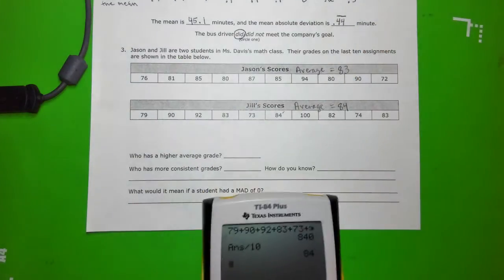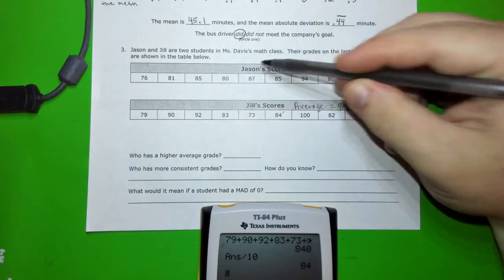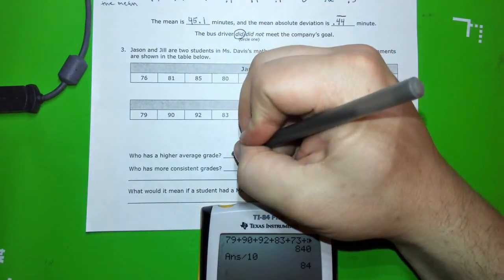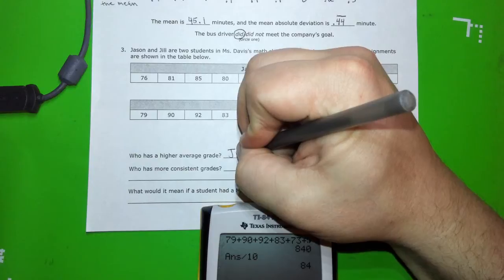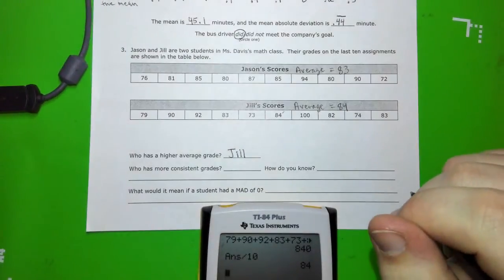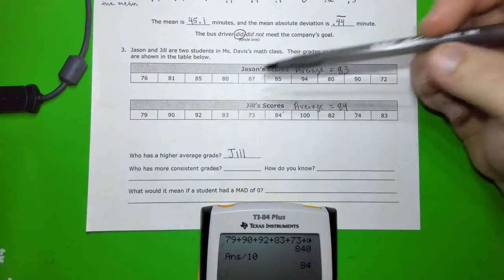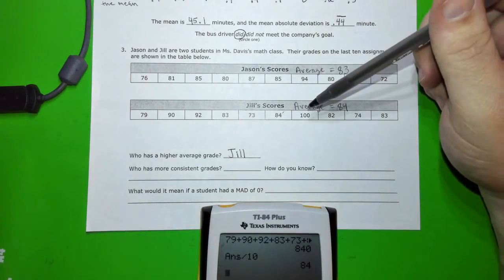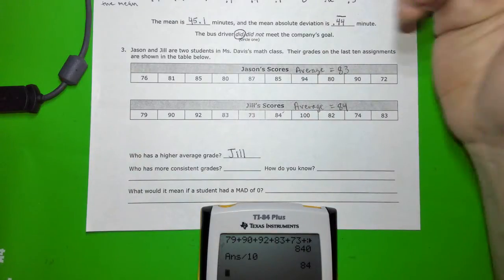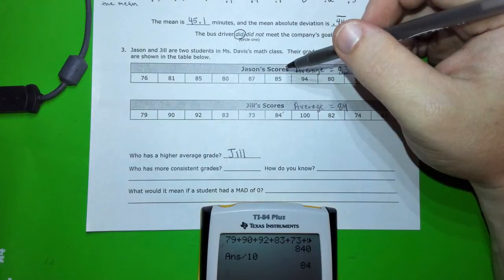Okay, and so who has the higher average? Well, obviously Jill does, because her average is an 84, and Jason's average is an 83. So Jill has the higher average. Who has more consistent grades, and how do you know? So to figure out who has more consistent grades, we must find the mean absolute deviation. Okay, because the smaller our deviation is, the more consistent the grades are.